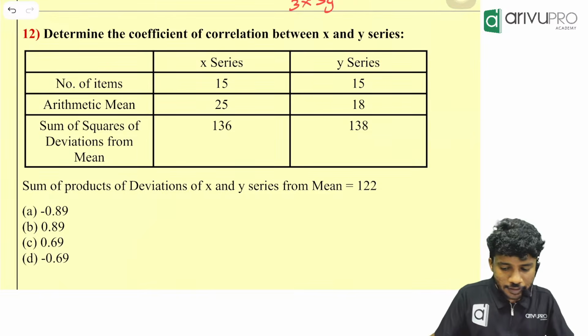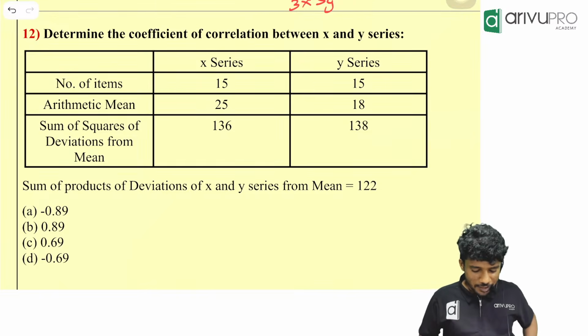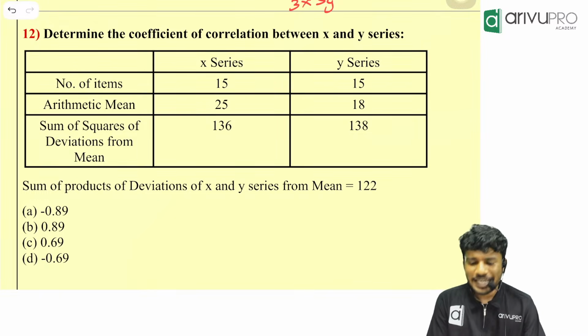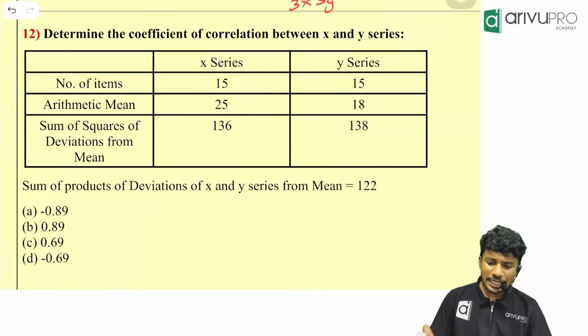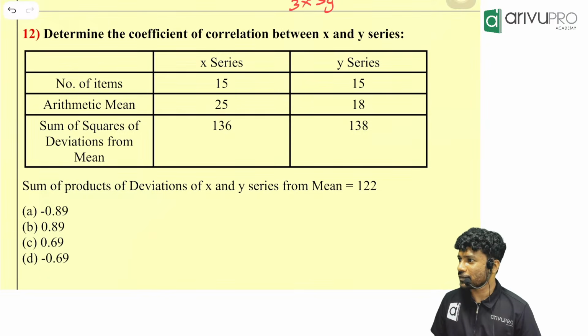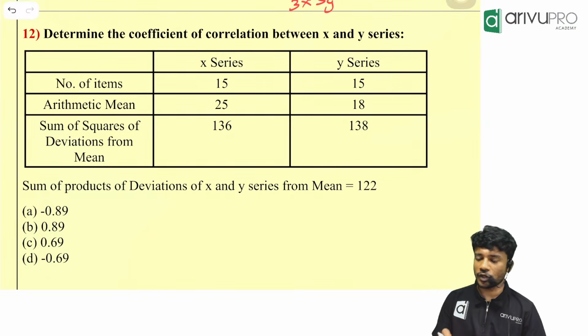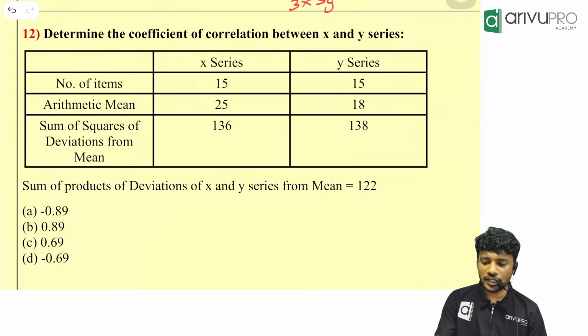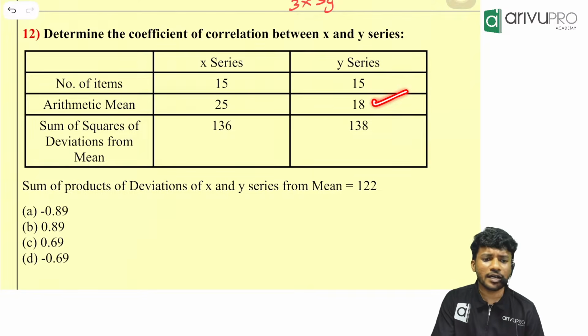Try people. Try to get me the answer. What all things are mentioned over here? Determine the coefficient of correlation between X and Y series. Then the number of items are given, people. Number of items for X. Sunday we have test. No class, test is there. 2 o'clock to 4 o'clock. Number of items of X series of what, people? 15. Y series of what, people? 15. Arithmetic mean is 25. For Y is equal to how much? 18. That means Y bar is equal to 18.